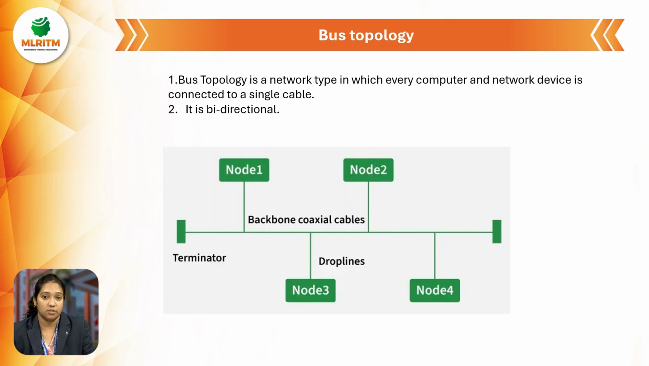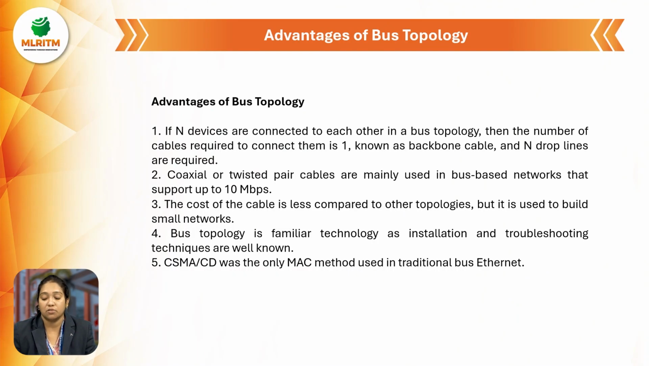Next one, bus topology. Bus topology is a network type in which every computer and network device is connected to a single cable. Second, it is bidirectional. This is the diagram of the bus topology. Each node is connected to the backbone coaxial cable, and the terminators and drop lines are interconnected with these nodes.